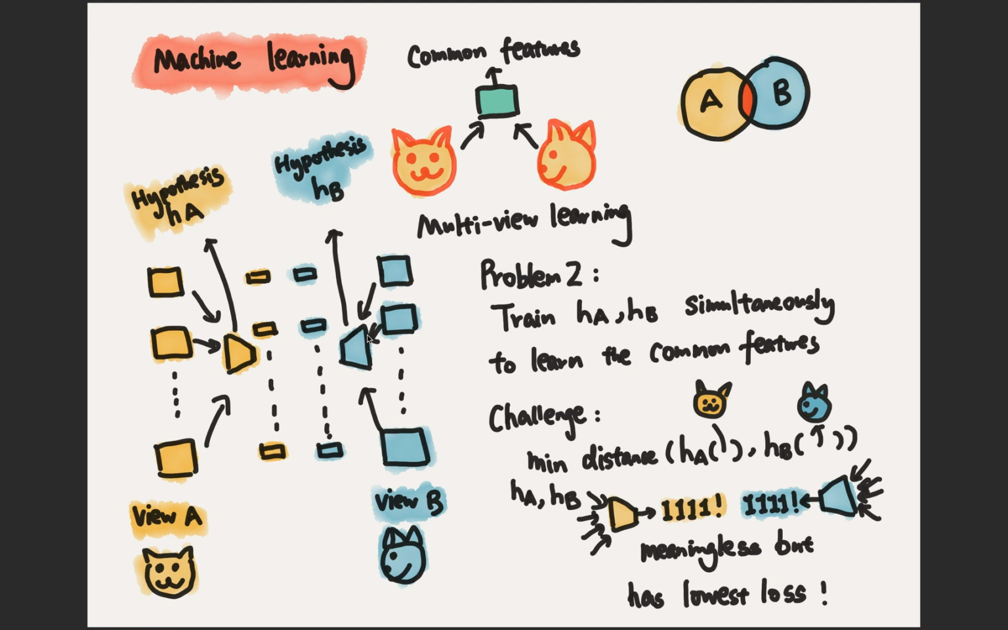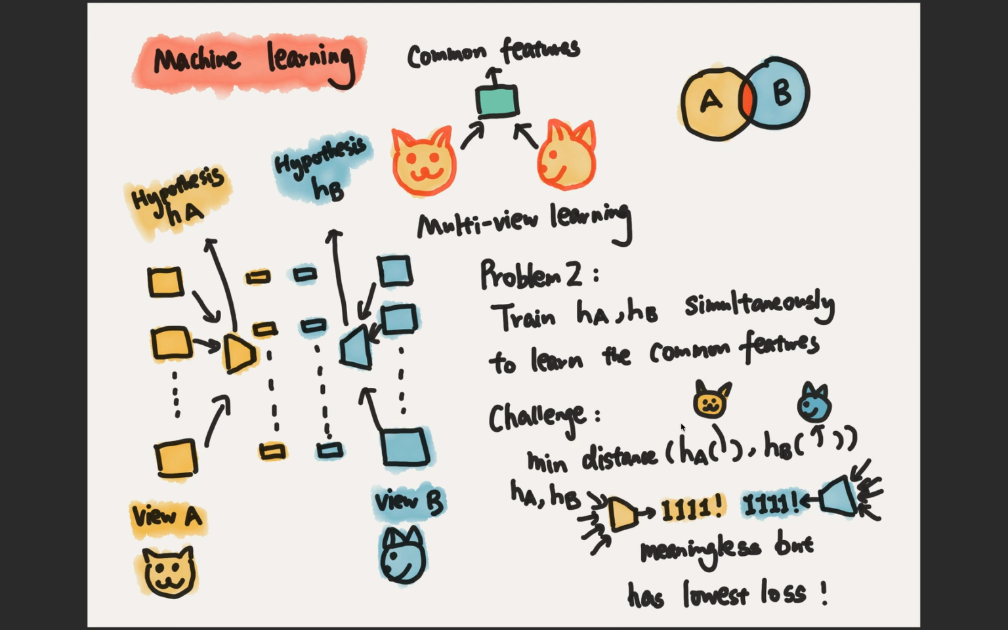And in this case, one natural attempt is, if the two hypotheses can elicit the common features from the pictures, then their outputs actually have very low distance. So maybe we can choose a loss function as the distance between view A's hypothesis output and view B's hypothesis output. And these two hypotheses both want to compress the image to get the features.